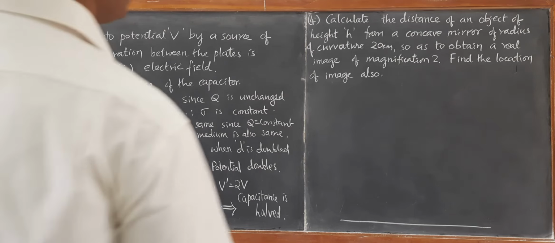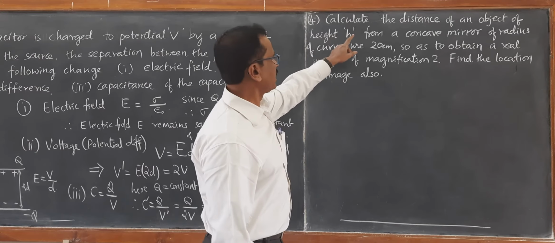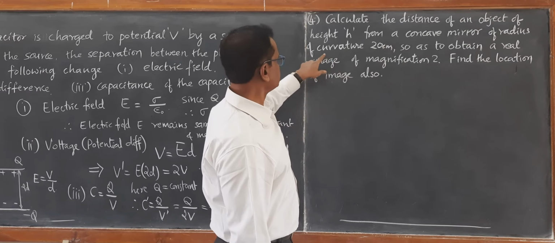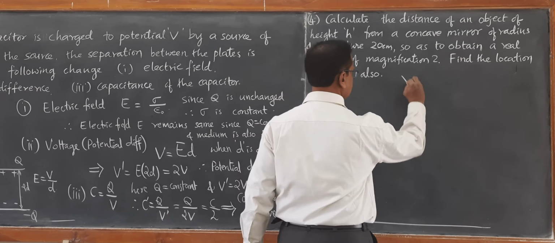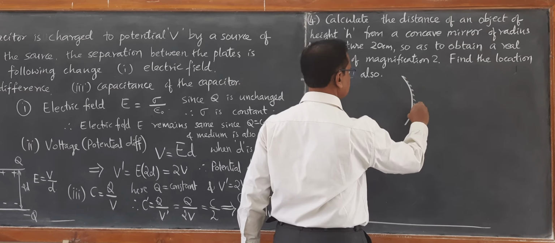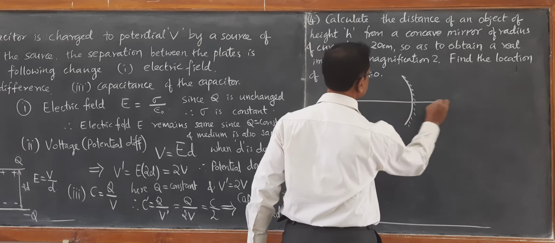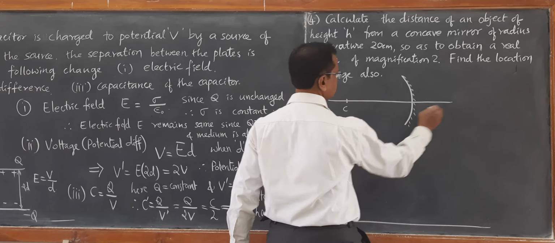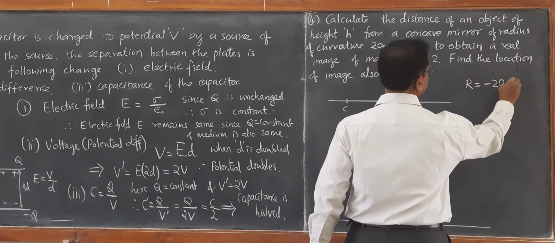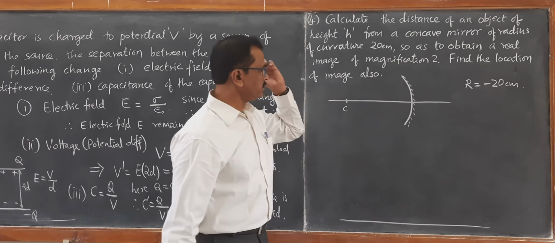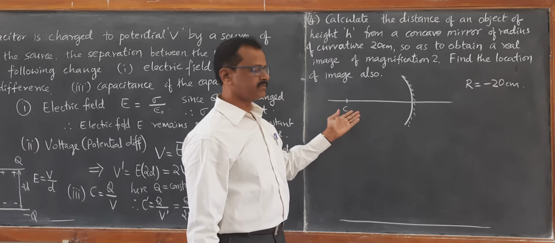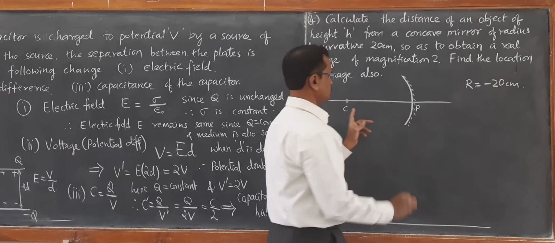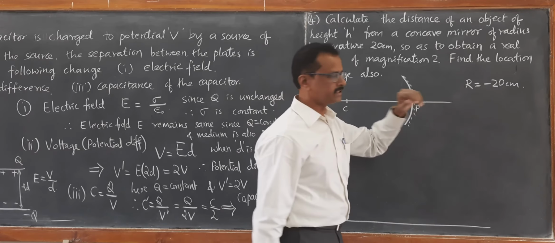Let us solve a problem on ray optics. Look at this. Calculate the distance of an object of height h from a concave mirror of radius of curvature 20 cm. There is a concave mirror of radius of curvature 20 cm. R is equal to minus 20 cm, because for a concave mirror the focal length as well as the radius of curvature are negative because they are towards the left side. So this CP, center of curvature to the pole, is called the radius of curvature.